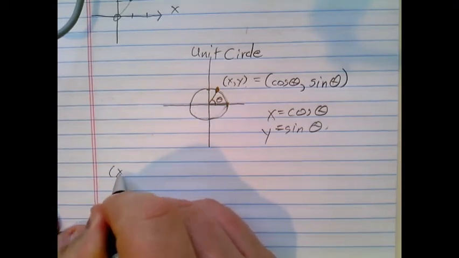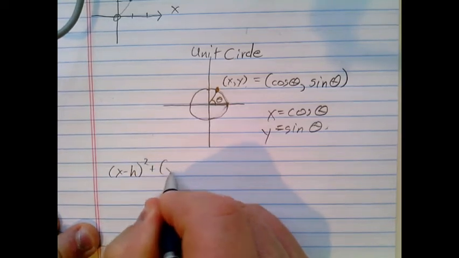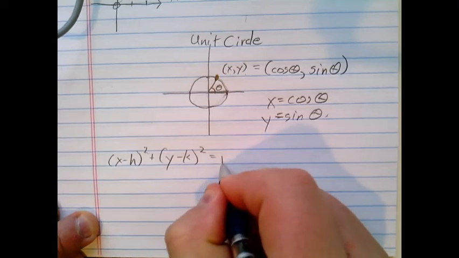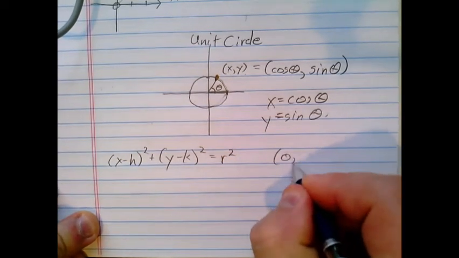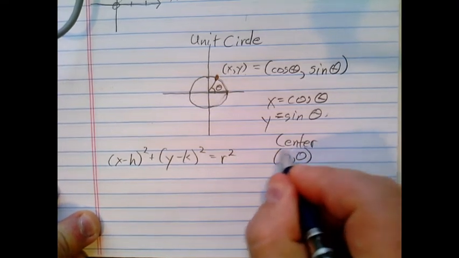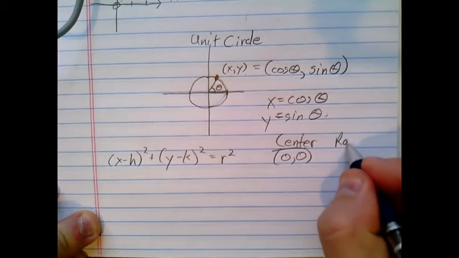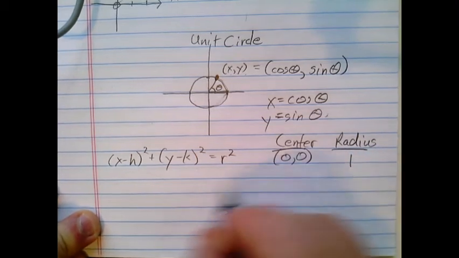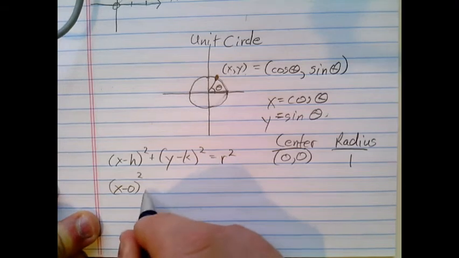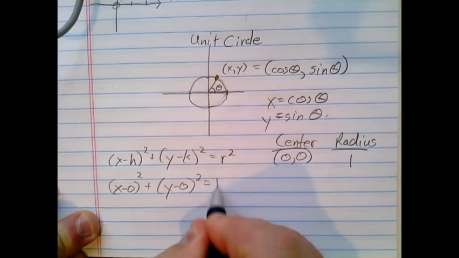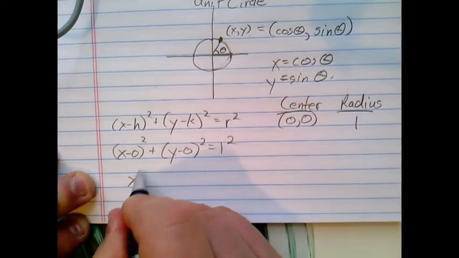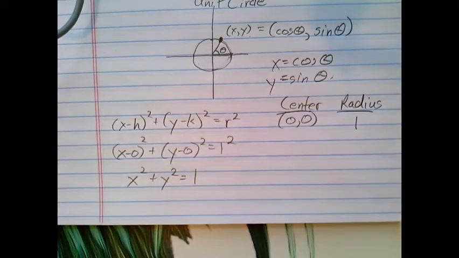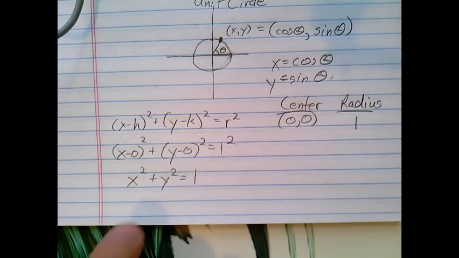So that formula was (x minus h) squared plus (y minus k) squared equals r squared. But for the unit circle, the center is 0, 0. So that's my h and my k. And the radius is 1. So in my unit circle, that's (x minus 0) squared plus (y minus 0) squared equals 1 squared. And if I simplify that, that's just x squared plus y squared equals 1. And that probably looks familiar, even if this wasn't looking familiar a minute ago. You probably remember seeing the equation of the unit circle written down as x squared plus y squared equals 1. That's the standard equation. These are the parametric equations.